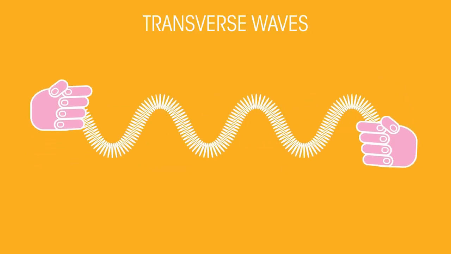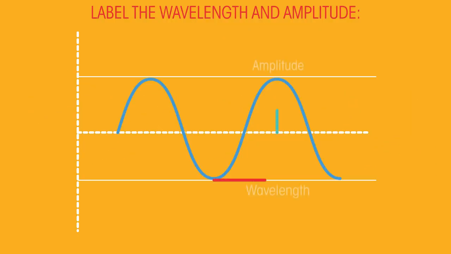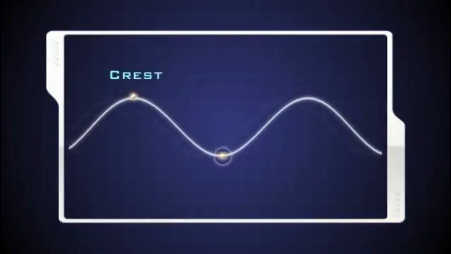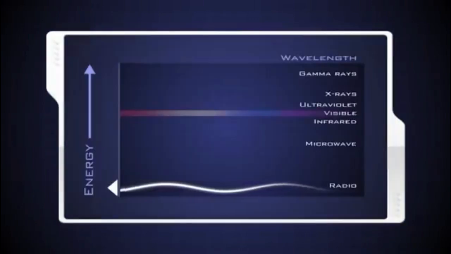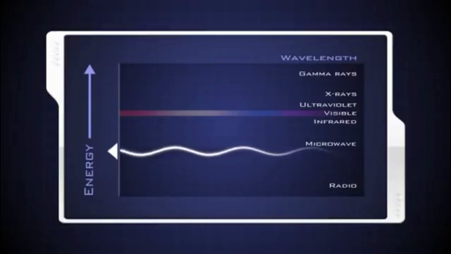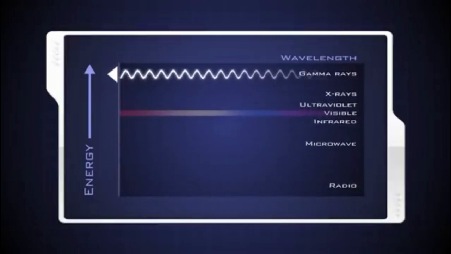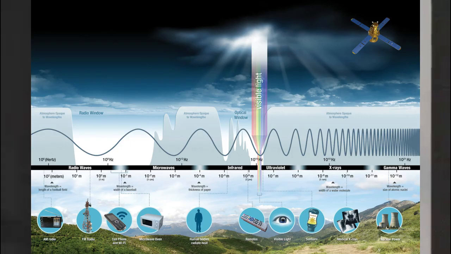EM waves are transverse waves. This means they are measured by their amplitude and wavelength. The highest point of a wave is known as the crest, whereas the lowest point is known as the trough. Electromagnetic waves can be split into a range of frequency known as electromagnetic spectrum. Electromagnetic energy travels in waves and spans a broad spectrum from very long radio waves to very short gamma rays.